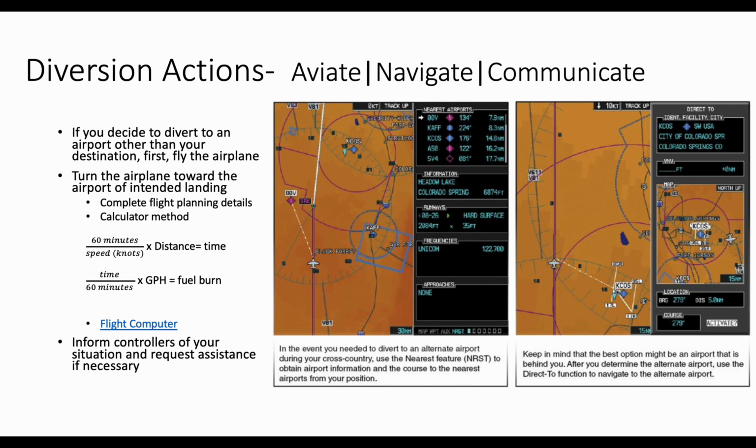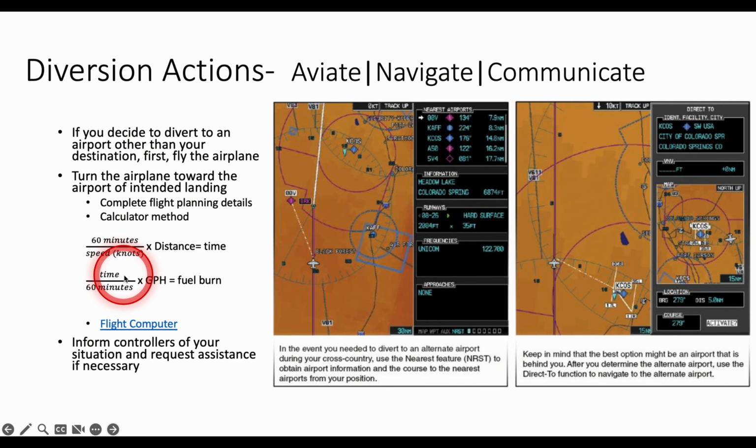So one of the easier ways to do it is a calculator method. You may be asked and trained to do it using an E6B, but what you want to be able to determine is the approximate heading to your diversion airport, the distance to that airport, the time it's going to take you, and how much fuel you're going to burn to get to that airport. So what you can do is take your speed, multiply it by distance, and that'll give you the time it's going to take you to fly that leg.